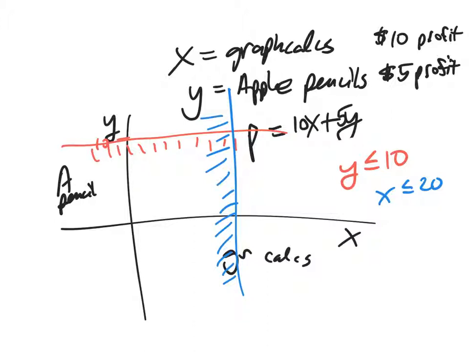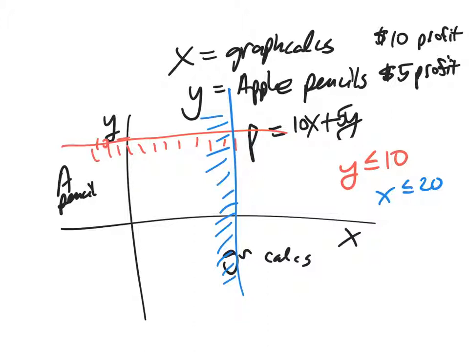Okay, so here's a statement that's harder to write the equation for, but you're going to have to do it on the test, so we're practicing now. We typically sell twice as many Apple Pencils as we do graphing calculators. There's an equation for that. Twice as many Apple Pencils as graphing calculators.